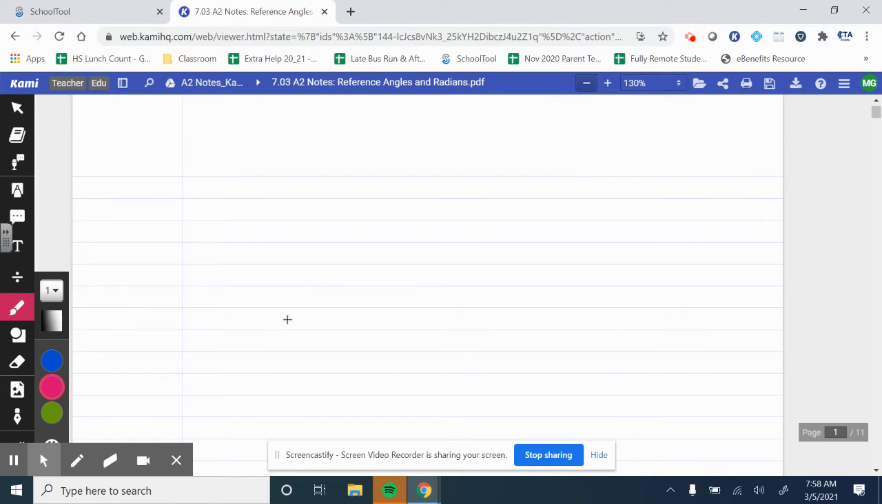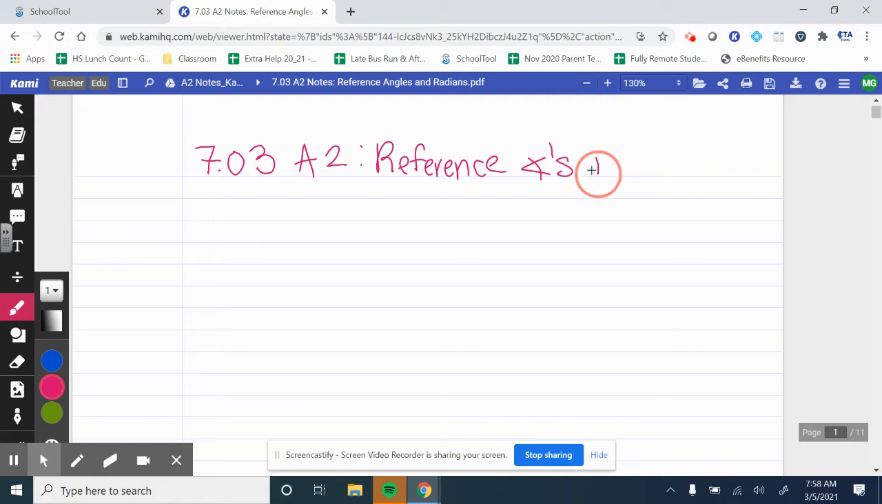All right, we are on 7.03, and today's notes are going to be talking about reference angles and also radian measure.